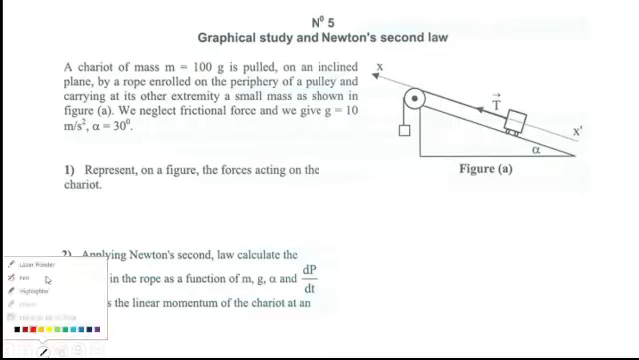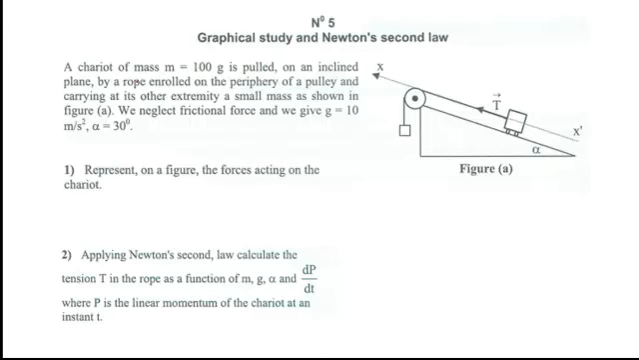Here the question is: a chariot of mass m equal 100 gram is pulled on an inclined plane by a rope wound on the periphery of a pulley and carrying at its other extremity a small mass, as shown in figure A. We neglect frictional force. This means we should know that the mechanical energy is conserved. Okay, and we are given that g is equal to 10 and you have the angle alpha.